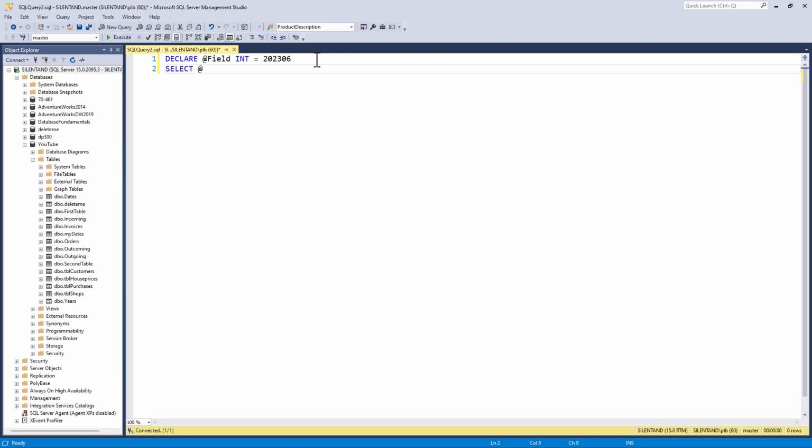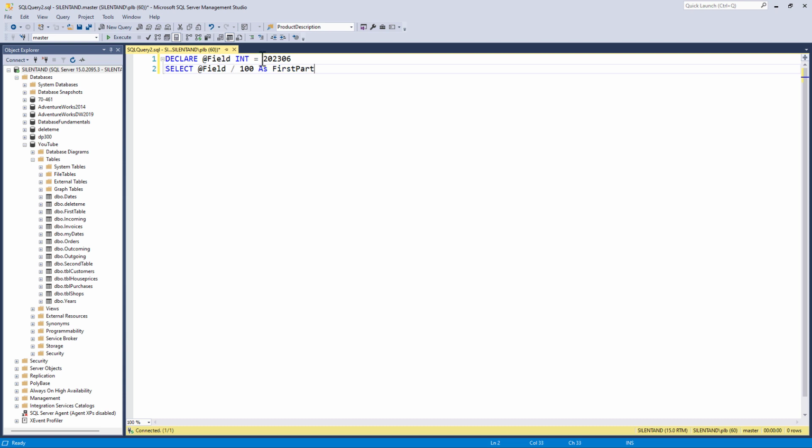Well, I can do @field, and this little at symbol just means it's a variable I'm creating. If, however, you've got a table, you wouldn't be using that at sign. So this is just the name of the column. So @field divided by 100. So this is the first part.